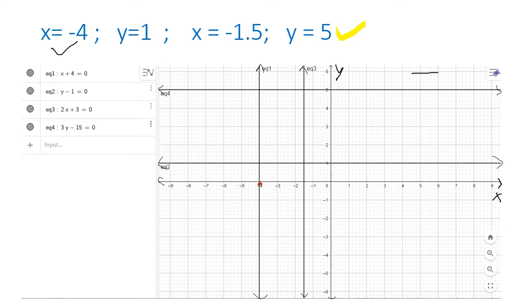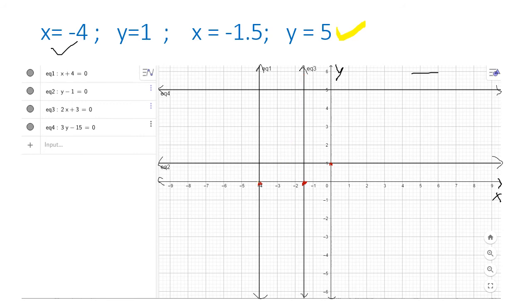Then y is equal to 1. So y is equal to 1 will be here. So we will draw this point first, and then we'll draw this line passing through y is equal to 1. Next will be x is equal to -1.5. So minus means on the left side on the x-axis. So 1.5 will be between 1 and 2. So this will be here.